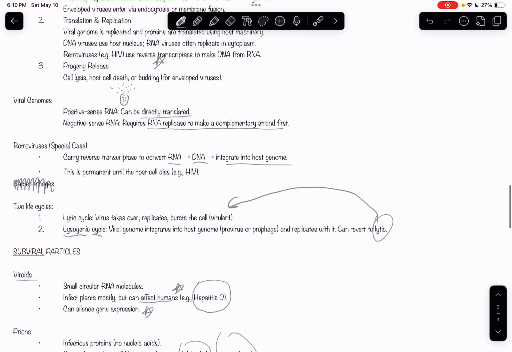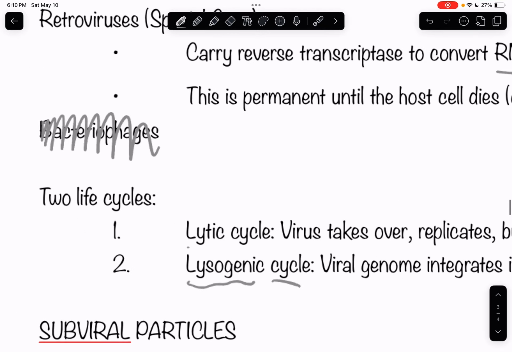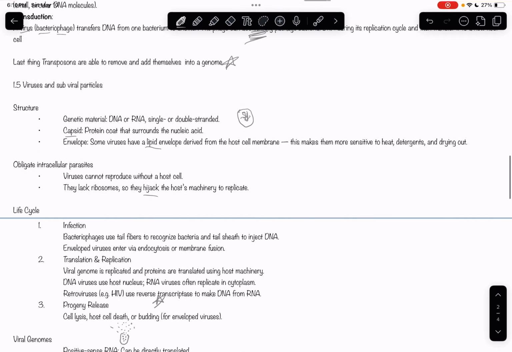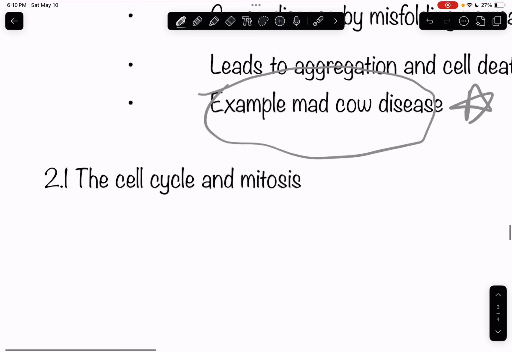Awesome. So that's it for that. Bacteriophages we'll go over soon. I didn't put my notes there, but that's the end of chapter 1.5. Next, we're on to chapter 2, which is the cell cycle and mitosis. So I'll see you there.